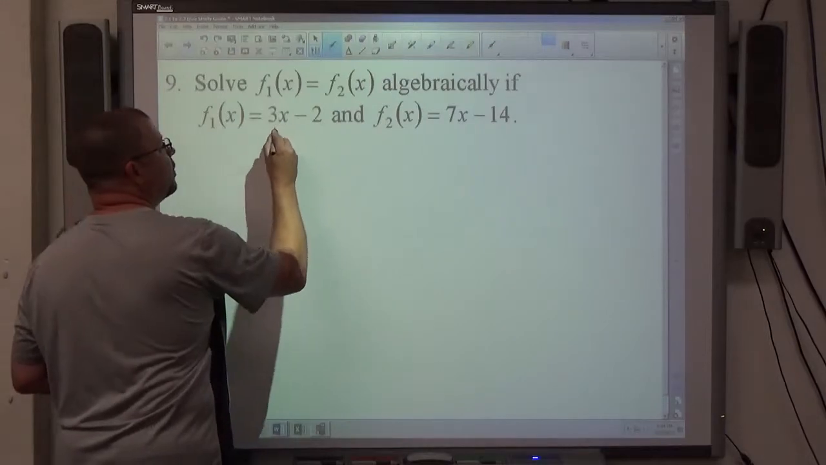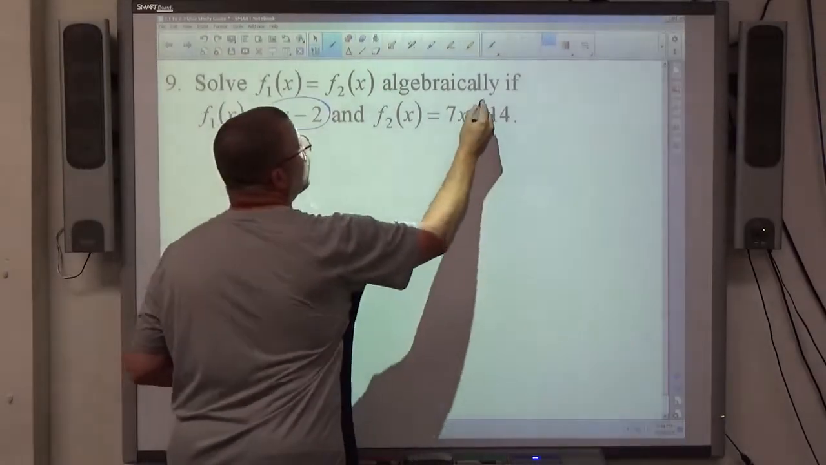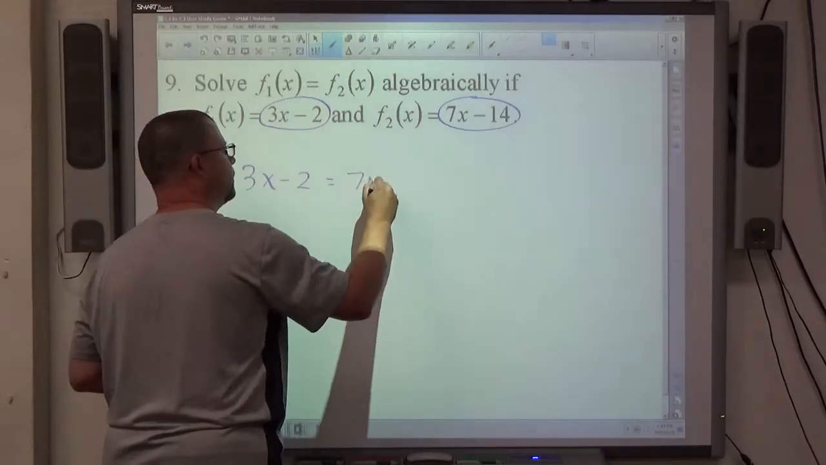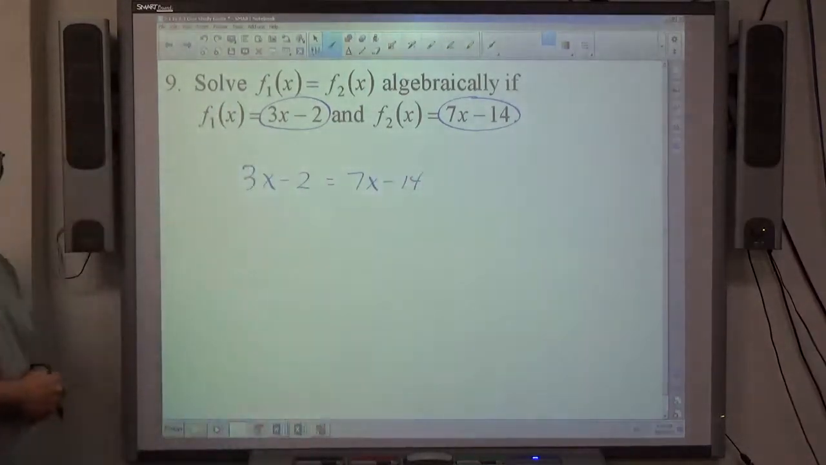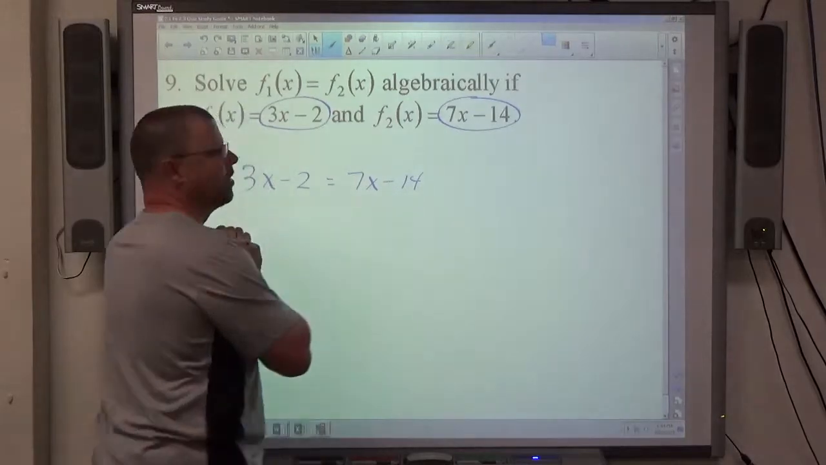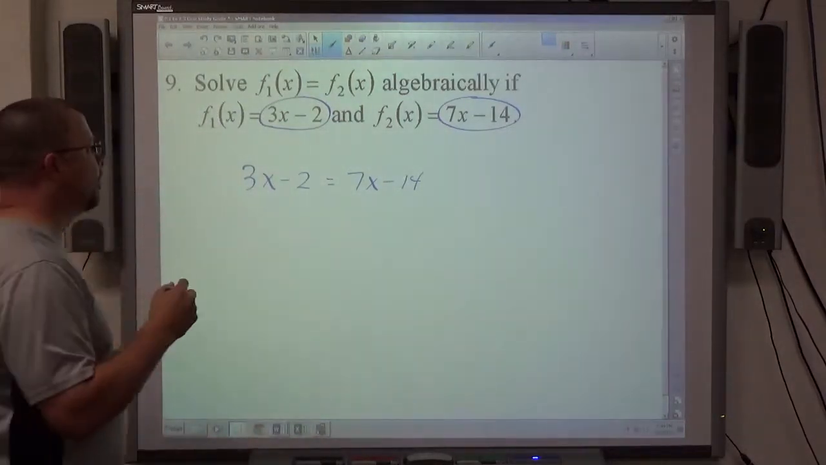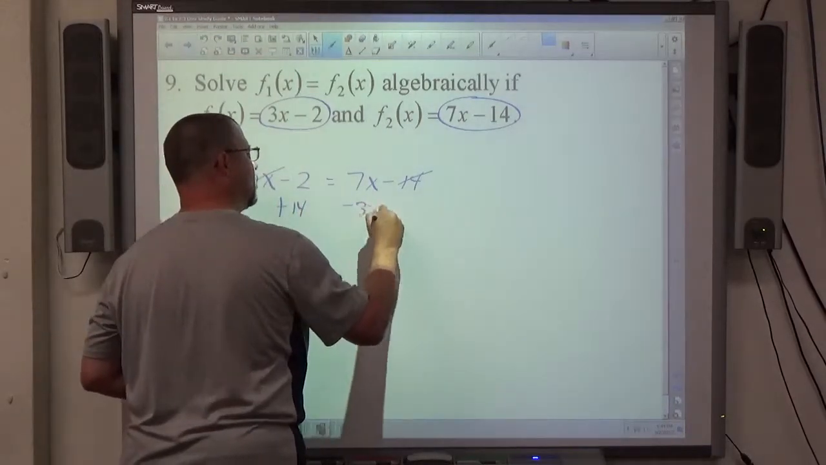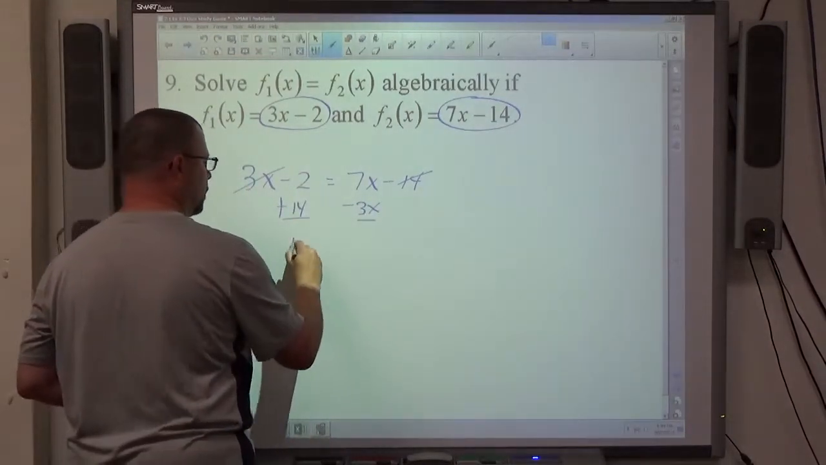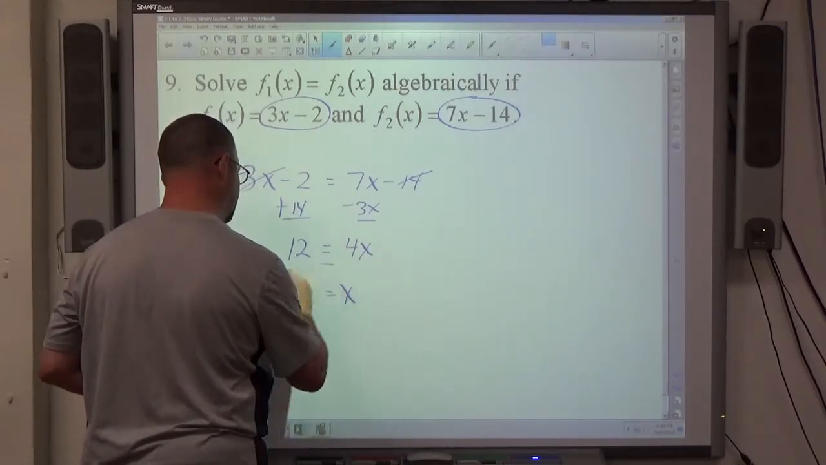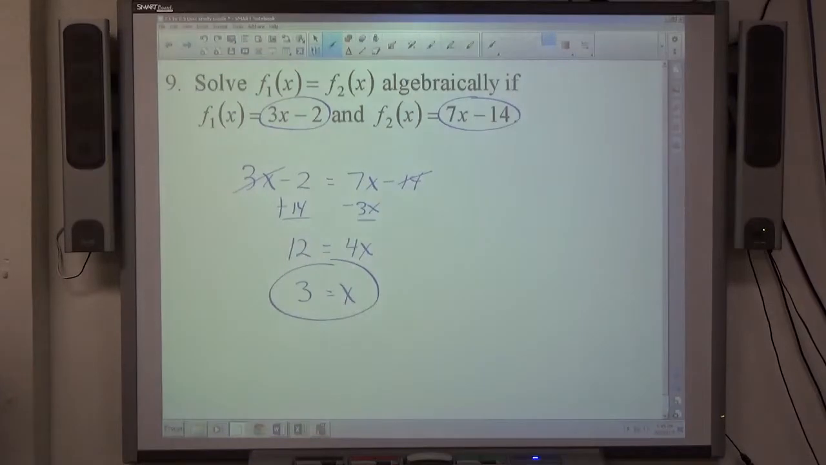f sub 1 of x, which is this stuff, equals f sub 2 of x, which is this stuff. Basically the same level of difficulty as the last problem. Both of those things have a different expression to represent them. Set the expressions equal to each other, solve that algebra problem. Plus 14 goes here, minus 3x goes here. Negative 2 plus 14 is 12, 7x minus 3x is 4x. Divide by 4, you get x equals 3.